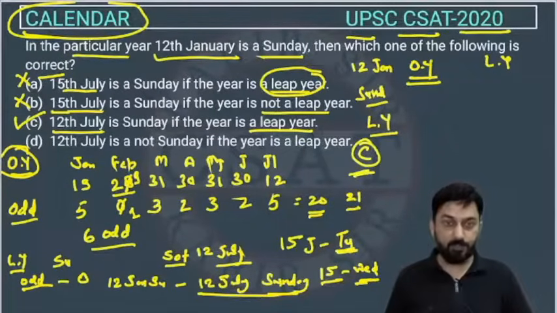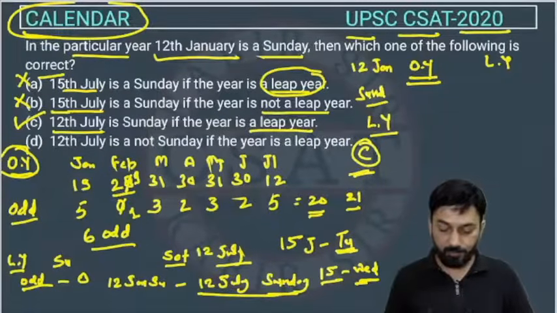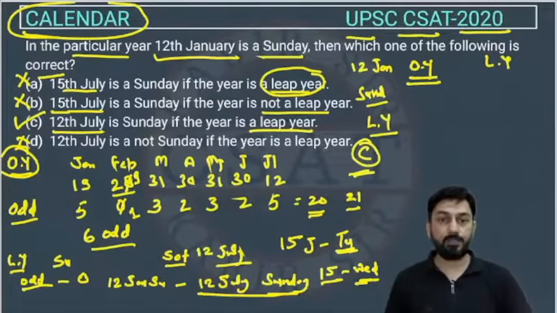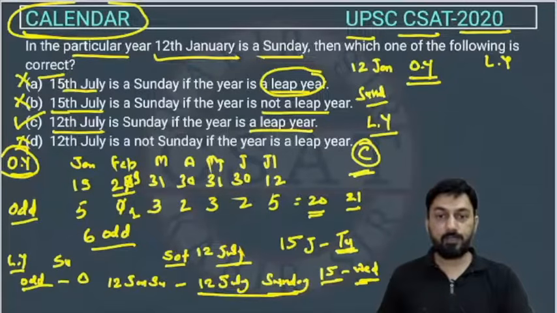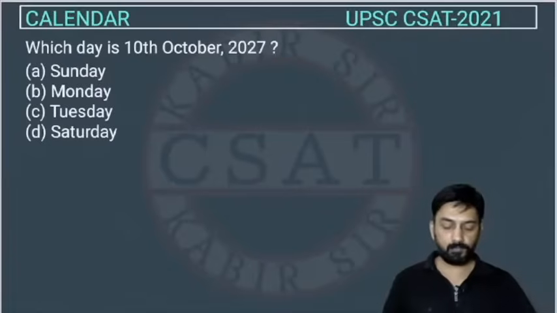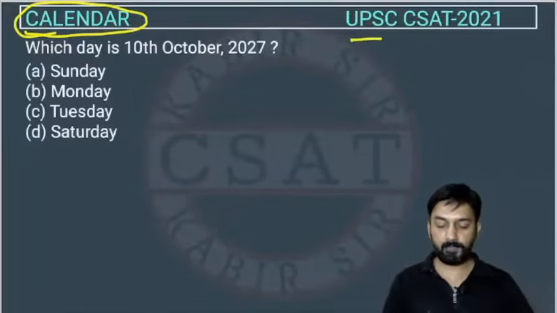And what is the next option? Let's read it also. 12th July is not Sunday if the year is a leap year. No, this is also wrong because in a leap year this option is saying not Sunday, but we are getting Sunday, right? So this option is also wrong. So the answer of this question is option C. I hope you guys got it, right? If you still have some issues in this, then you can connect with us and I will explain this question personally again. This is a question from the calendar chapter asked by UPSC in the CSAT paper of 2021.